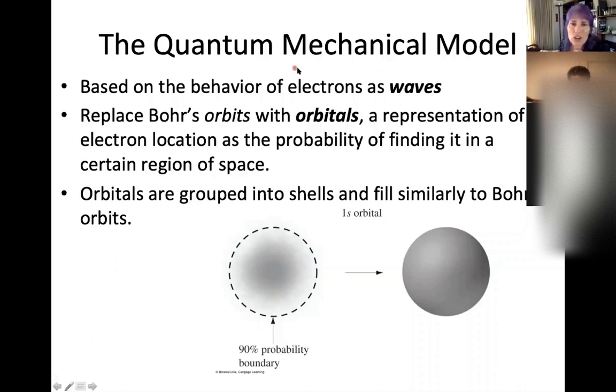So we're going to change our language here and talk about orbitals. This is what is accepted for describing where electrons spend their time. This is a probabilistic model, which means we're really wondering, where are they likely to be found? If we look at any one time, where are we likely to find them?